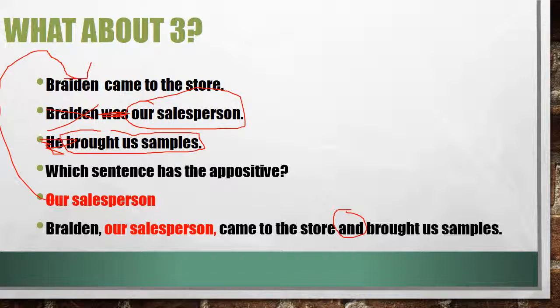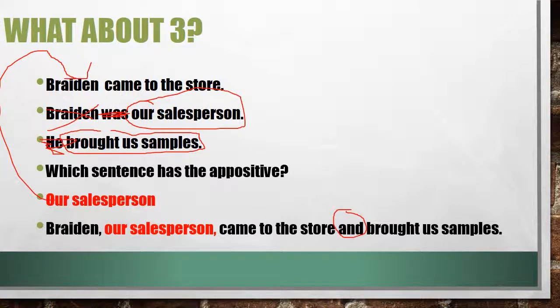Now we did have to add the word and, because we want to make sure we have a compound predicate here. But notice everything else pretty much stayed the same. Let me turn my laser on. Came to the store, brought us samples, our salesperson, and we kept the original subject. Did you do okay with that one?